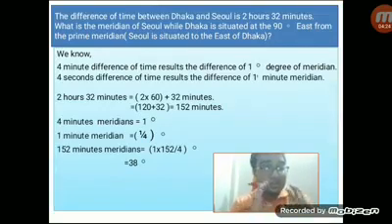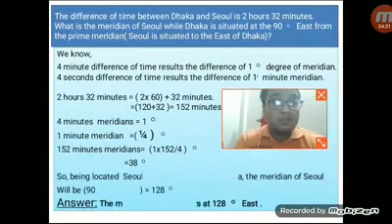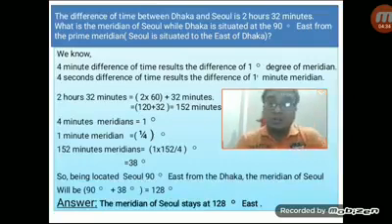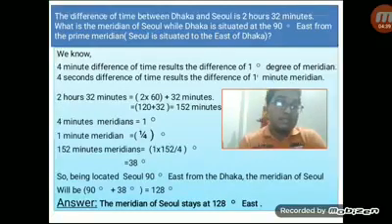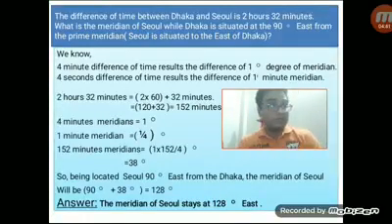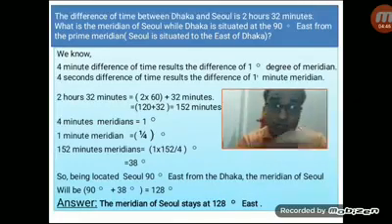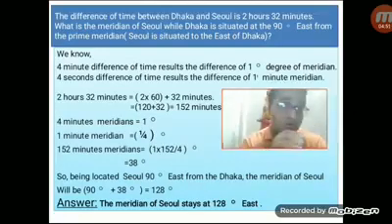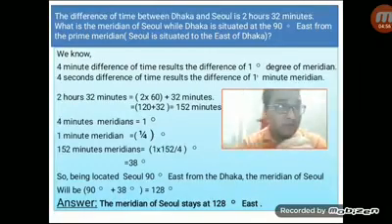Now these 38 degrees will be added to the 90 degrees, so the result will be that Seoul stays at the 128 degree east meridian. Okay, definitely the longitude of Seoul will be more than the longitude of Dhaka, because Seoul is situated farther away from the prime meridian than Dhaka.